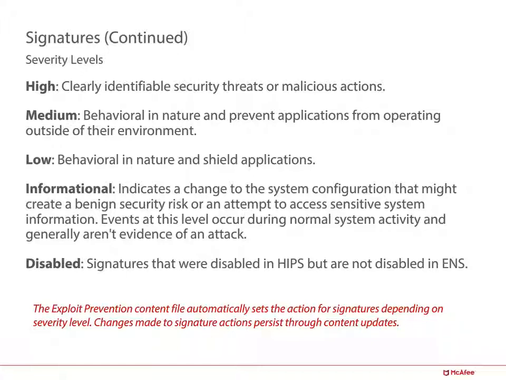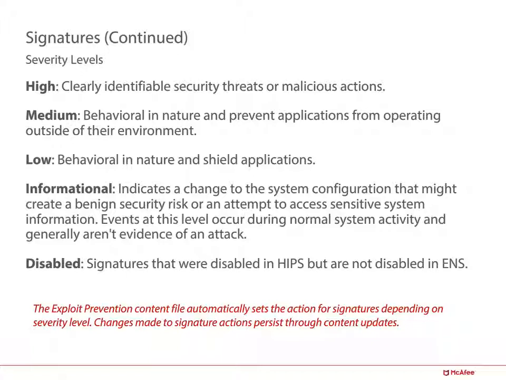The low severity, once again, are behavioral in nature, and they shield the different applications. The shielding always means locking down the application's system resources so that they cannot be changed. The informational severity generally indicates that there might be a change to the system configuration that might create a benign security risk or an attempt to access sensitive system information. Events at this level occur during normal business system activity and generally are not evidence of an attack.